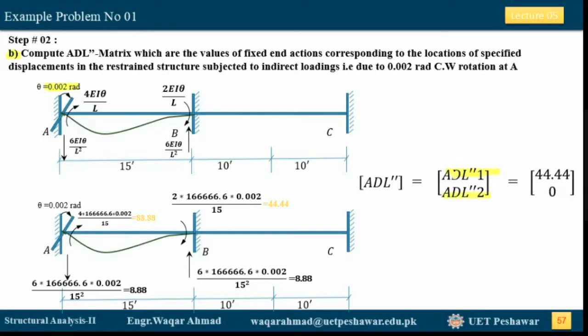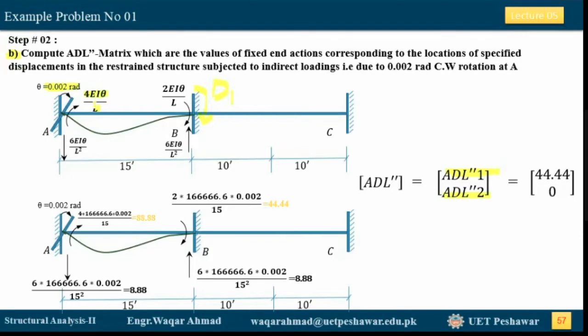Okay, so what is the A real 1 double dash value? It will be the value of the fixed end moment which corresponds to the location of our specified displacement, which is D1, and this fixed end action should come from this 0.002 radians clockwise rotation. When you rotate this support, it induces moments in this structure, and the values of these moments are equal to 4EI times this rotation divided by the span length, which is L.